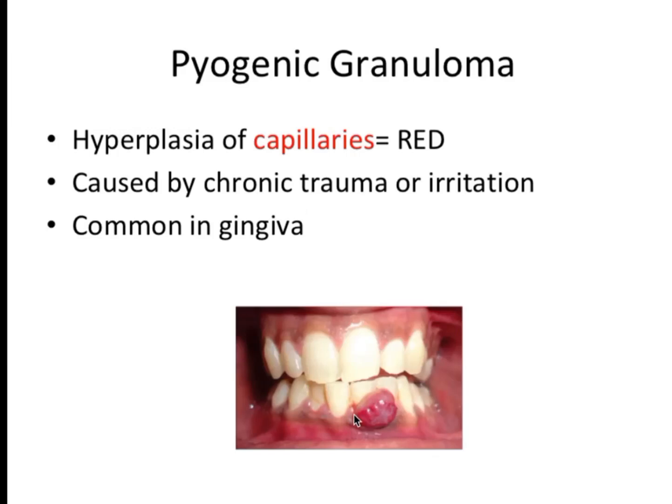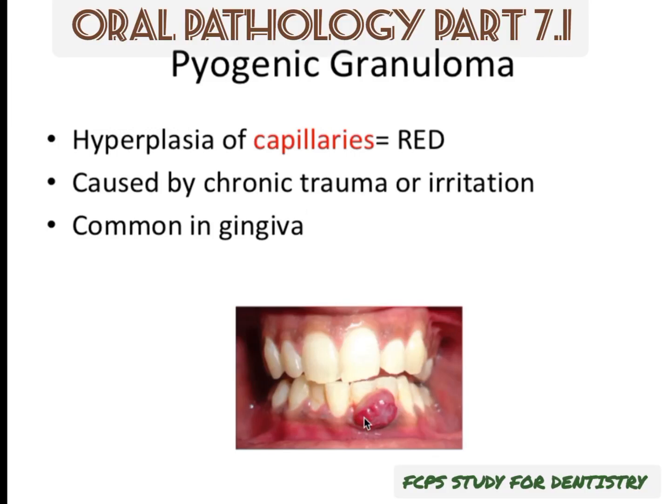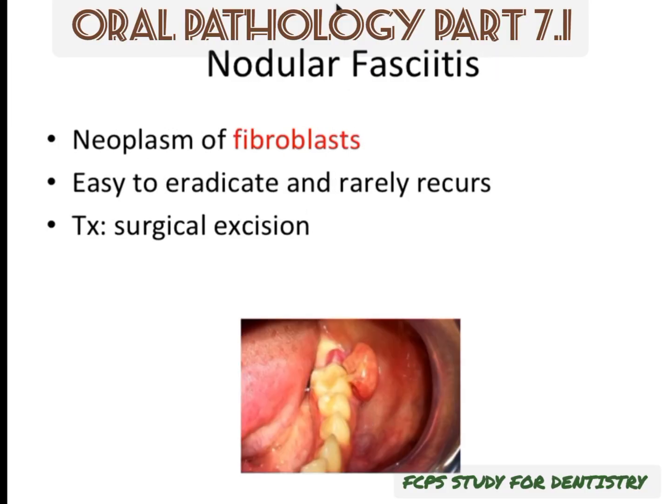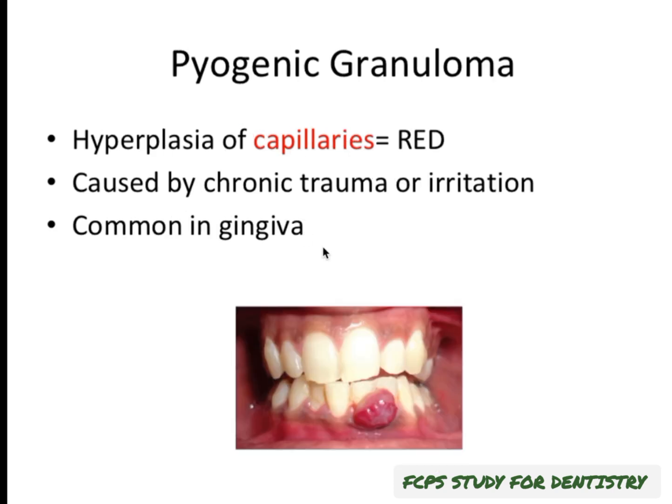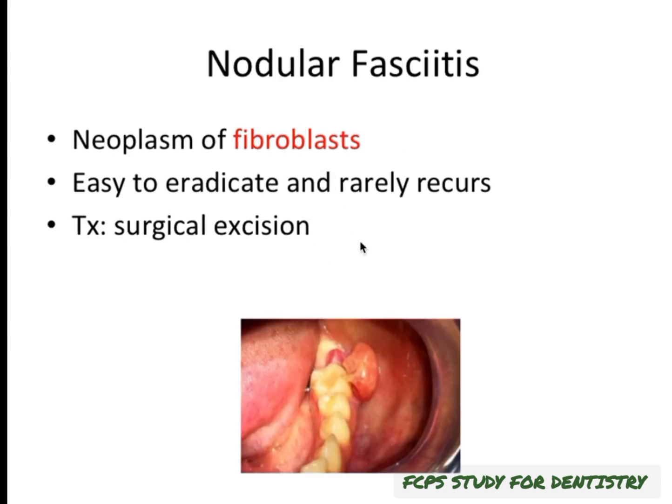trauma or irritation, and it's common in the gingiva. Next, we have nodular fasciitis, which is a neoplasm of fibroblasts. And you can tell there's a theme here. I'm putting in red the cell or tissue type that's involved in the reactive or neoplastic growth for these connective tissue tumors. That's a pretty important thing to remember.